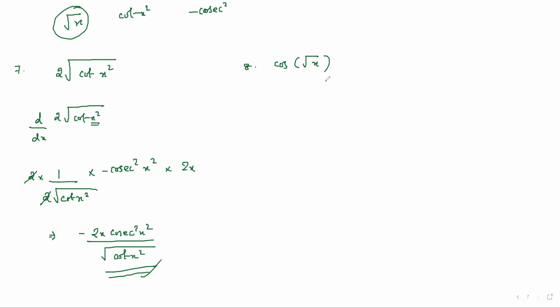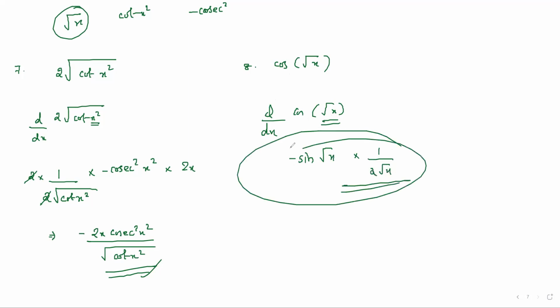Question number 8. Simple. Cos root x is a direct chain rule. What is the answer then? The derivative of cos is minus sine. So minus sine root x into the derivative of root x, which is 1 by root x. So the answer is minus sine root x into 1 by root x. That's question number 8.